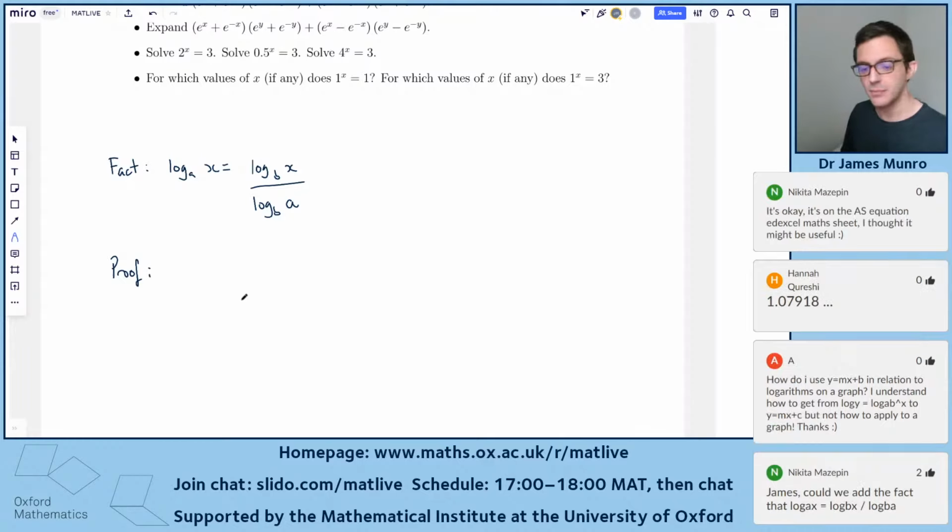Okay. It's in the AS equation sheet for Edexcel Maths. Okay, so maybe this is the sort of thing that people learn in AS level, and I'm telling you something you already know. Let's try and work out why this is true.